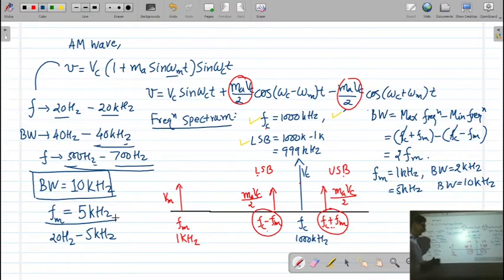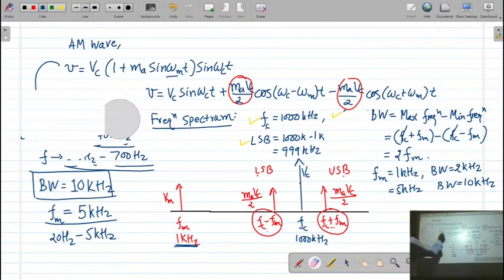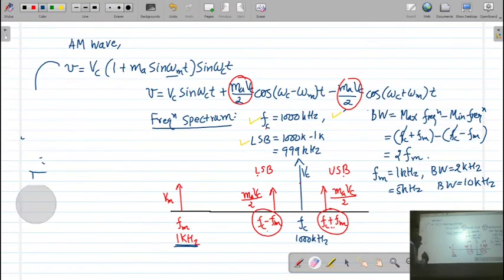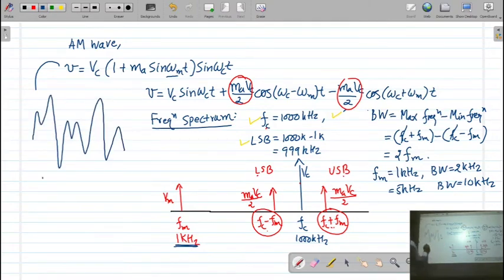Now let us see. Here we have drawn a frequency spectrum for only a single frequency, that we transmit only 1 kilohertz. Correct? And that is a sinusoidal. But practically, whatever the information is, this information is not a sine wave. This information is a kind of complex signal. Remember, it is a complex signal.